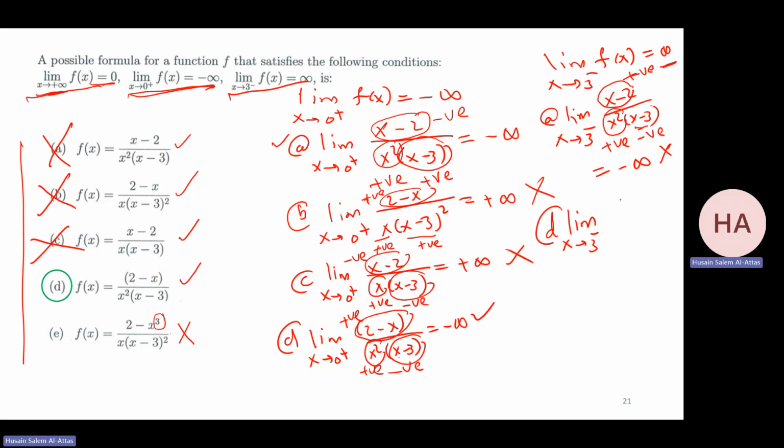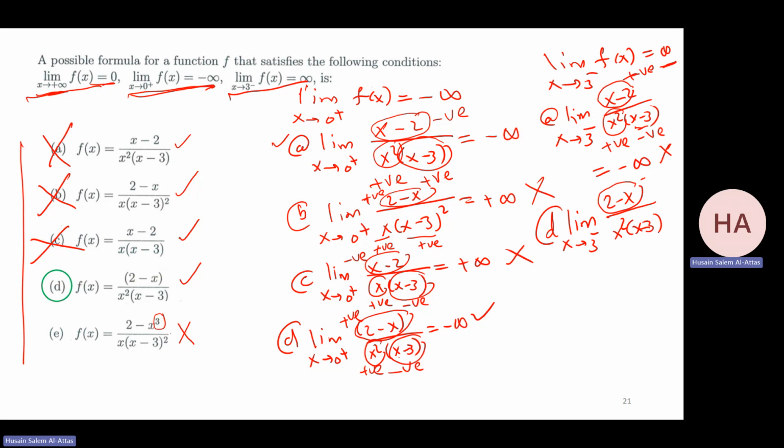3 from left for this function: 2 minus x, x squared, x minus 3. I want this to be equal to infinity. Be sure. Still, this is non-zero over 0, so I have infinity category.